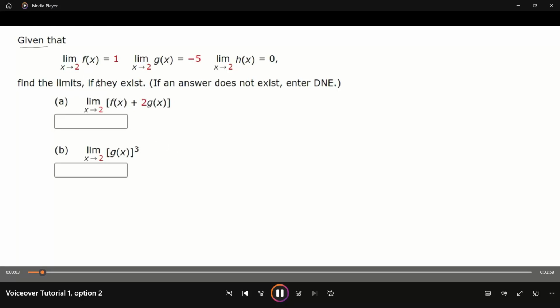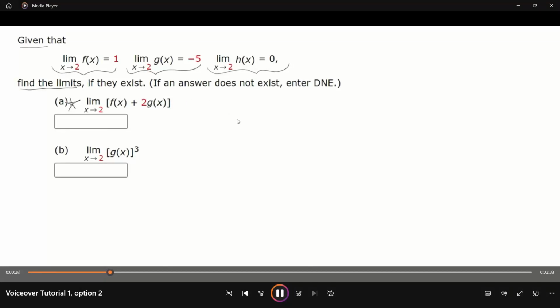We are given that the limit of f of x as x approaches 2 equals 1, the limit of g of x as x approaches 2 is equal to negative 5, and the limit of h of x as x approaches 2 equals 0. It says, find the limits if they exist. If the answer does not exist, enter does not exist. So we start with part A, of course.